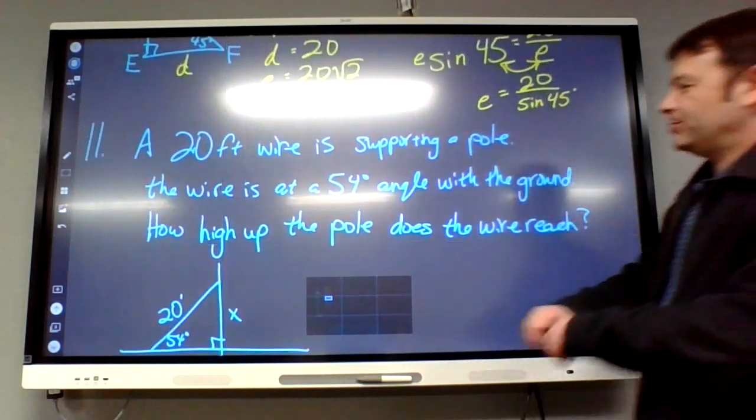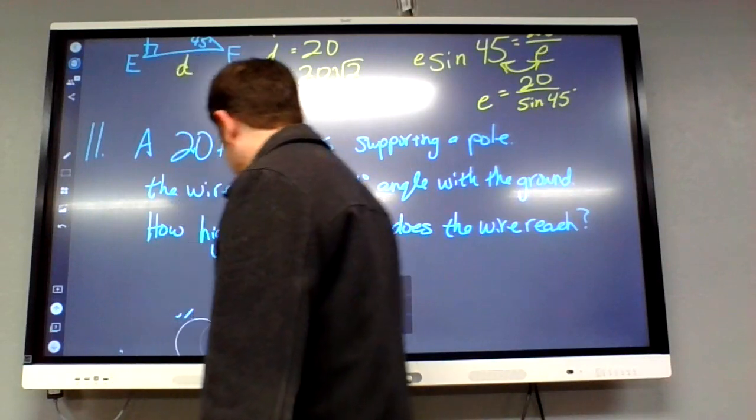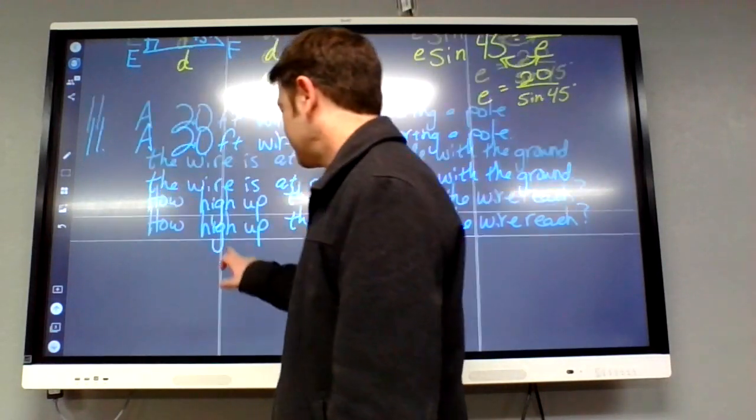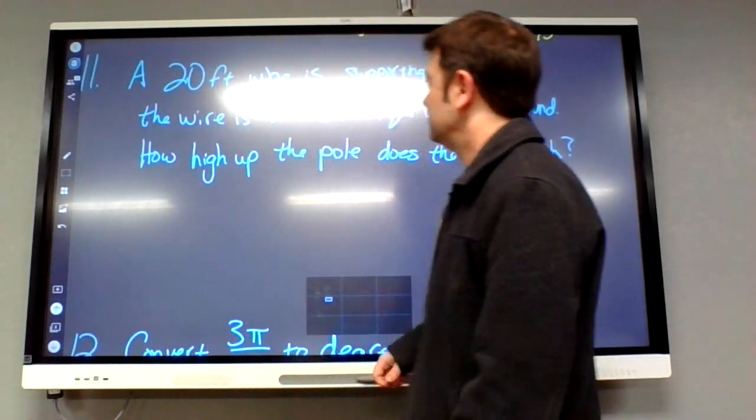Okay, number 11, whoopsie. That was supposed to be there. A 20-foot boy is supporting a pole.